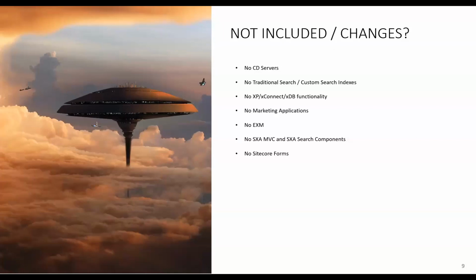All right, so there are some things that aren't included, and some of this will make sense because it's being replaced by new SaaS functionality. We touched on the fact there's no CD servers. There's also no traditional search or custom search indexes. So Azure Search and Solr Search are no longer there, and the reason is that they're based on indexing items in the pipelines that run on CD servers and so on, whereas in the new XM Cloud world we don't have that.